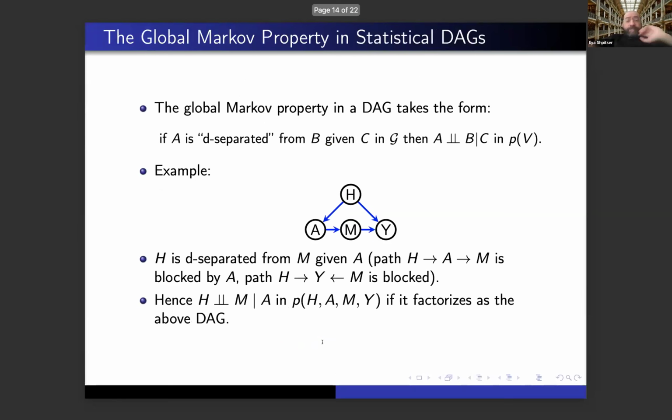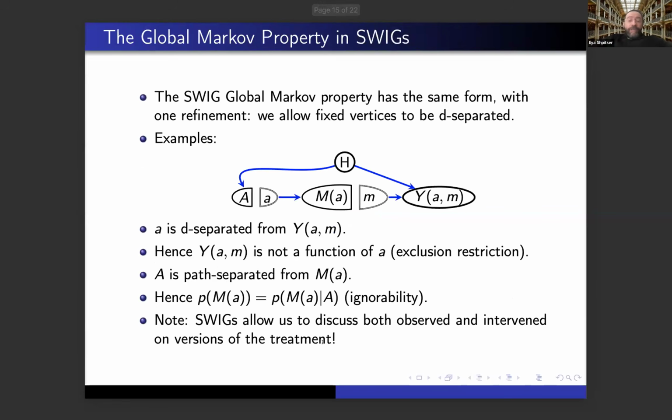So anyways, the nice thing about SWIGs is they allow you to use the full power of the Markov property of statistical DAGs, which are based on d-separation. Here's a quick d-separation example. H and M are d-separated given A, and therefore in any distribution that factorizes like this graph, you have a corresponding independence. And so similarly in SWIGs, you can talk about d-separation in these split kinds of graphs, except that you can also discuss being separated from a fixed variable.